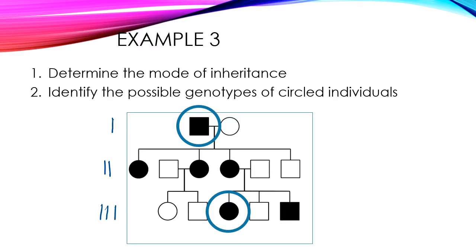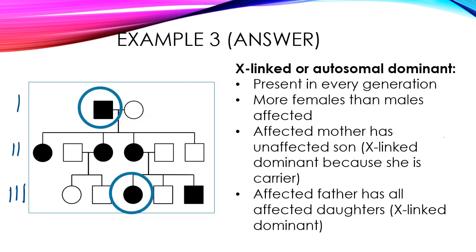Okay, example number 3. Determine the mode of inheritance. Identify the possible genotypes of the circled individuals. Now this one hasn't been numbered, so a really key thing is to make sure you're numbering your pedigrees as well. When you're identifying this, are there couples who are unaffected who have affected children? Okay, so the answer to question 3.